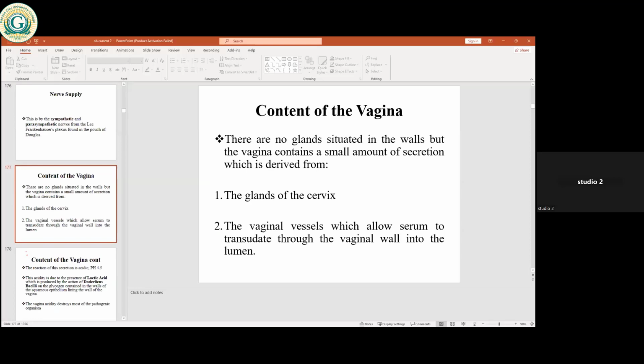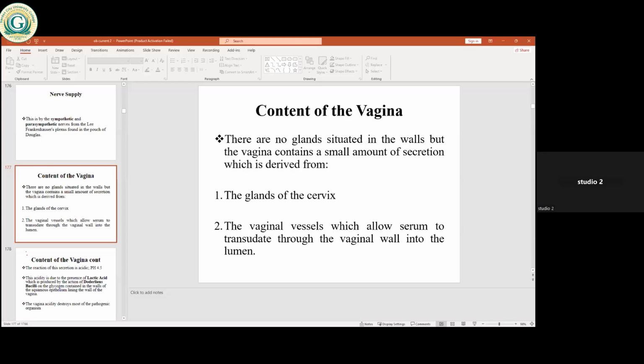Now we are going to look at the content of the vagina. What is inside the vagina? There are no glands situated in the walls, but the vagina contains fluid. I'm repeating, no glands. A structure without glands will not have secretion. But the vagina has secretions. Where is this secretion coming from? The supply is coming from the cervix, and another supply is coming from blood vessels in the vagina. Again, the glands of the cervix supply the secretion.